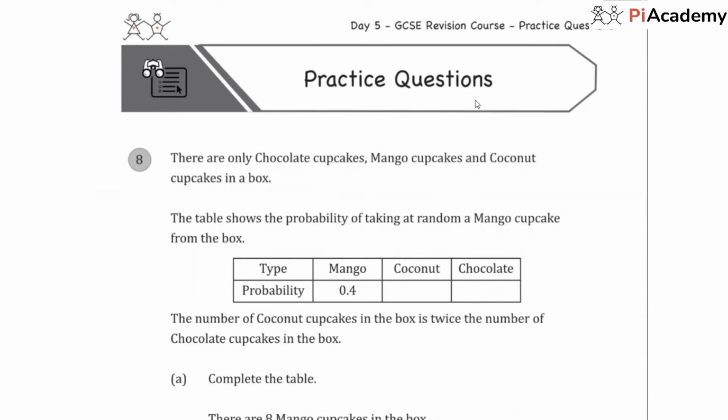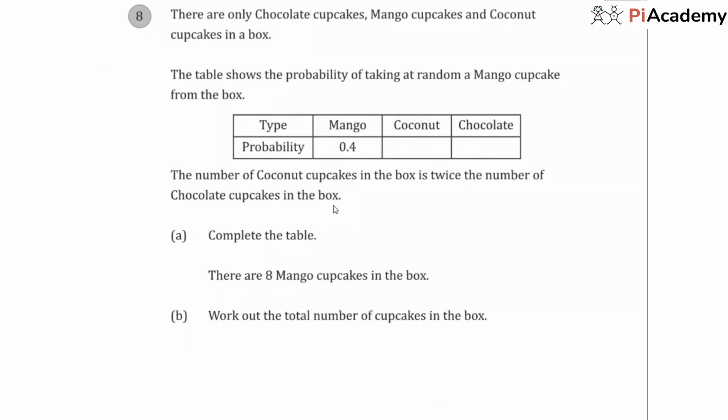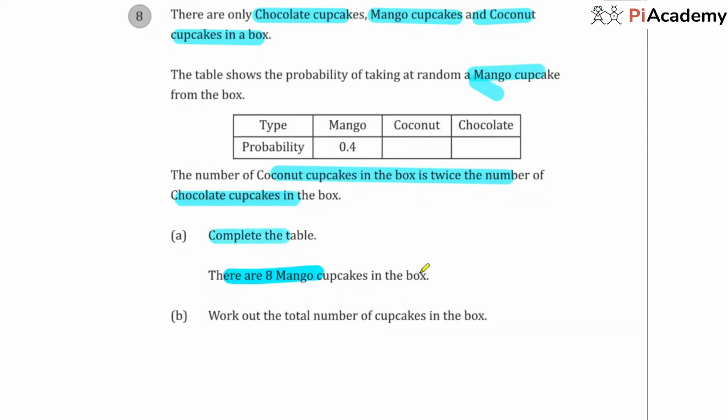Next question, guys. There are only chocolate cupcakes, mango cupcakes, and coconut cupcakes in a box. The table shows the probability of taking a random mango cupcake from the box. The number of coconut cupcakes in the box is twice the number of chocolate cupcakes. Complete the table. There are 8 mango cupcakes in the box. Work out the total number of cupcakes in the box. Go ahead, guys.